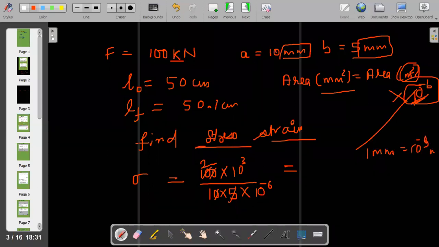10 to the power minus 3 meter for 1 millimeter. Yes. Millimeter square means squaring both sides, which is equal to 10 to the power minus 6 meter square. Yes, sir. Thank you, sir.